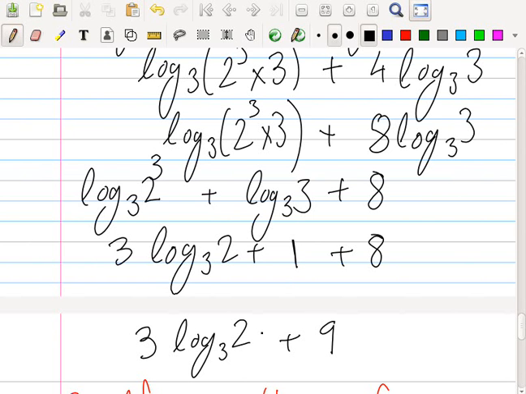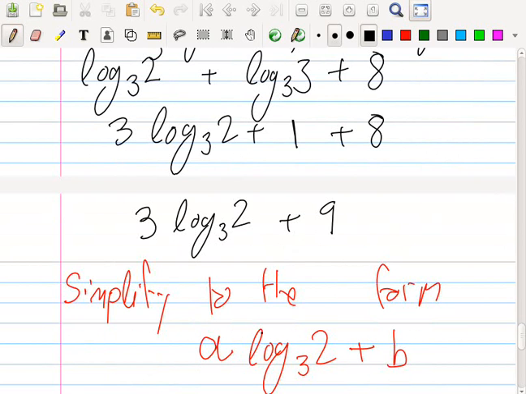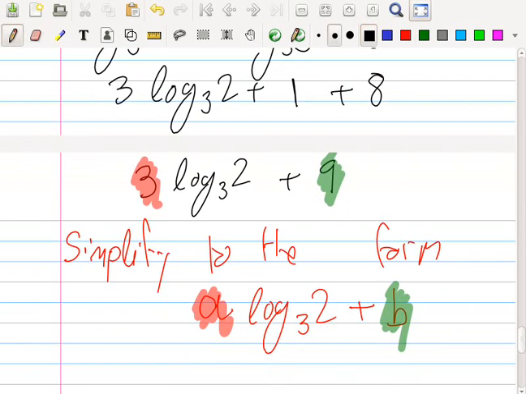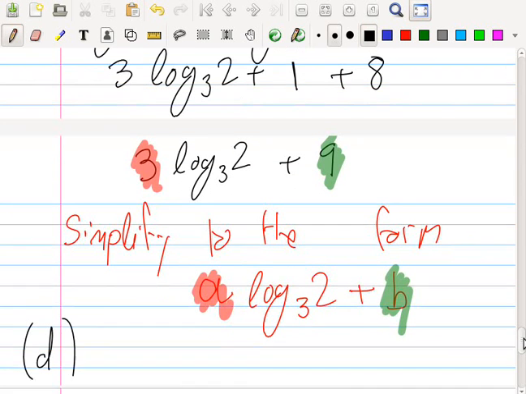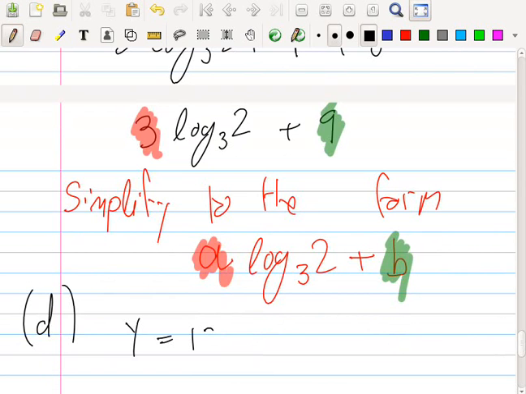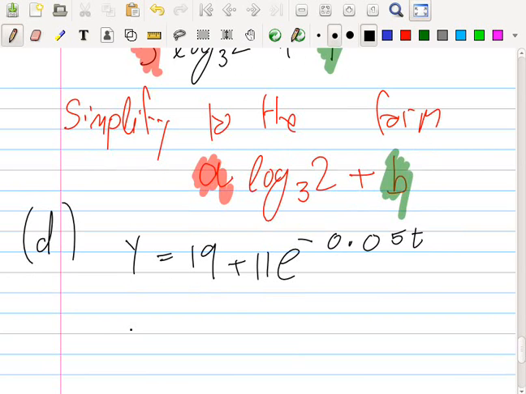Scroll down. So again, there is the A, and there is the B. Okay, last one now, D. Y equals 19 plus 11 e power minus 0.05 t. And I want you to find t when y is 25. So y is 25, and you need to find t.